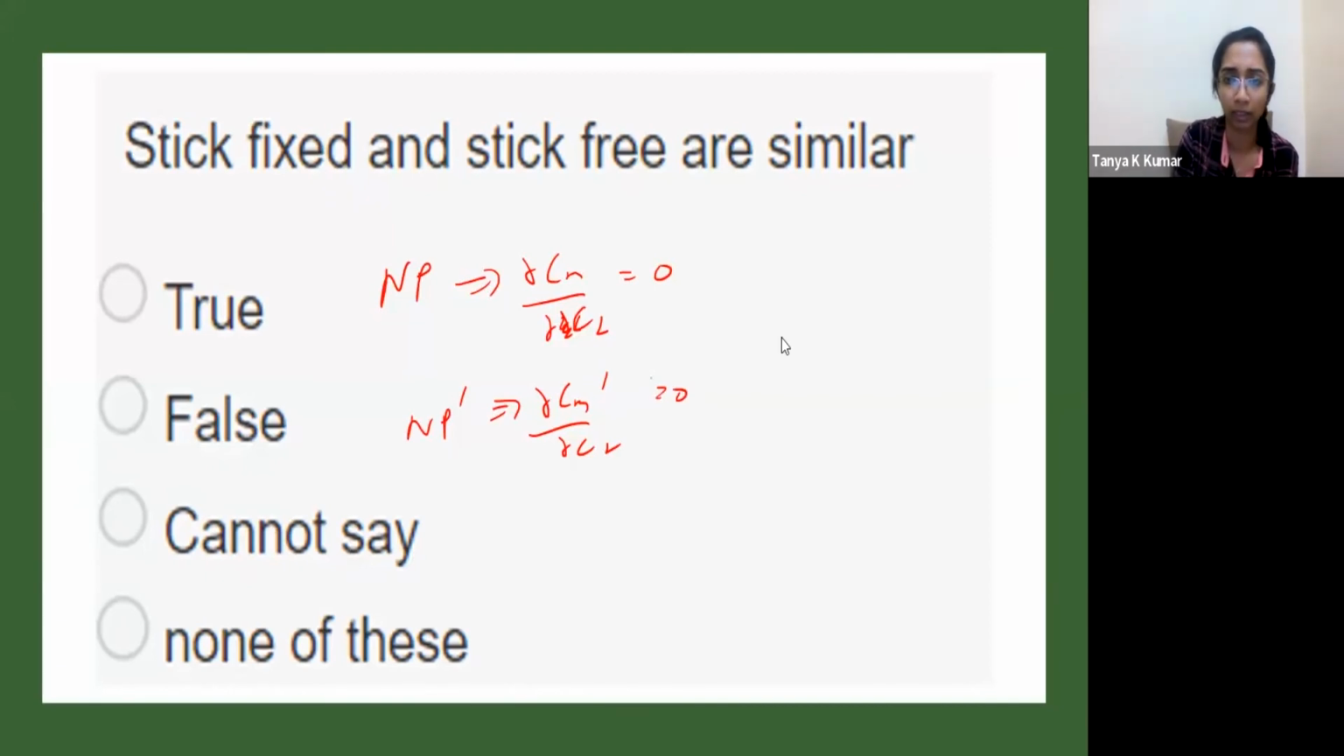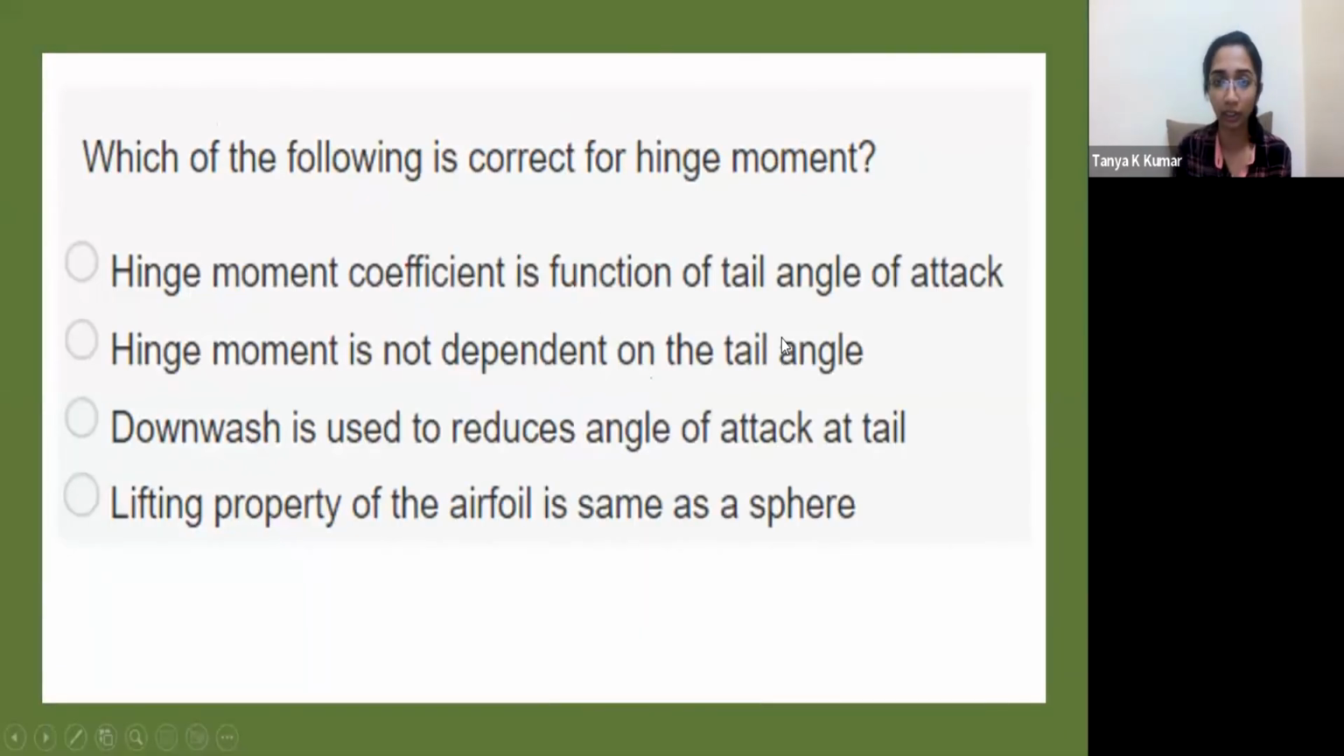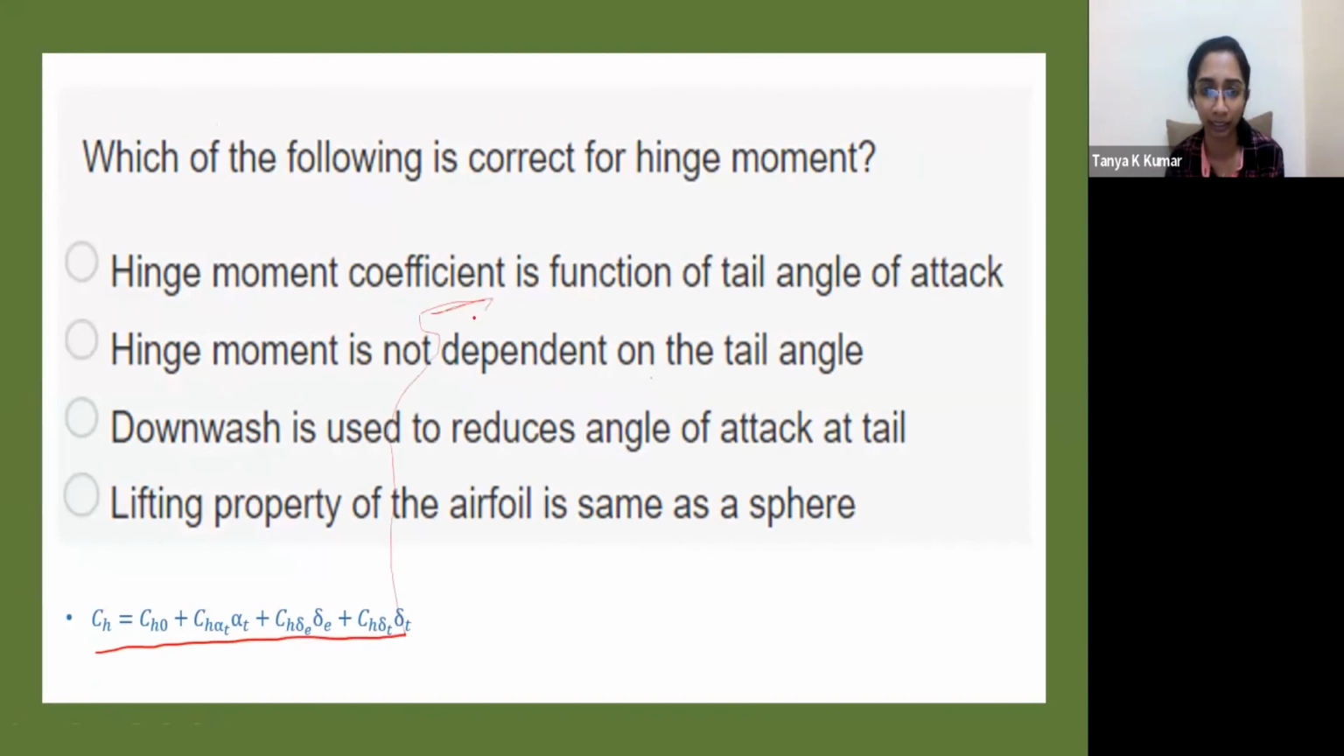Okay. Next, which of the following is correct for hinge moment? I think this is one of your assignment questions, so we will not be discussing the answer, but I'll just give you a hint. Which one of the following is correct about hinge moment? So just look at the hinge moment formula and you will be able to get the right answer, right?